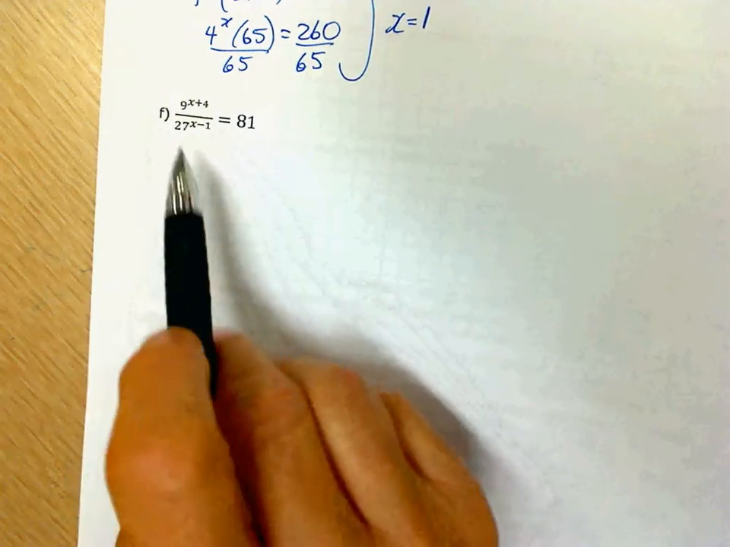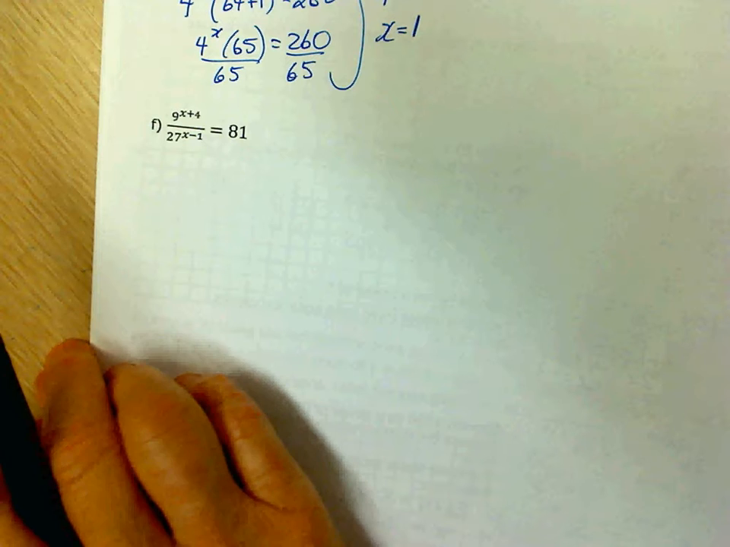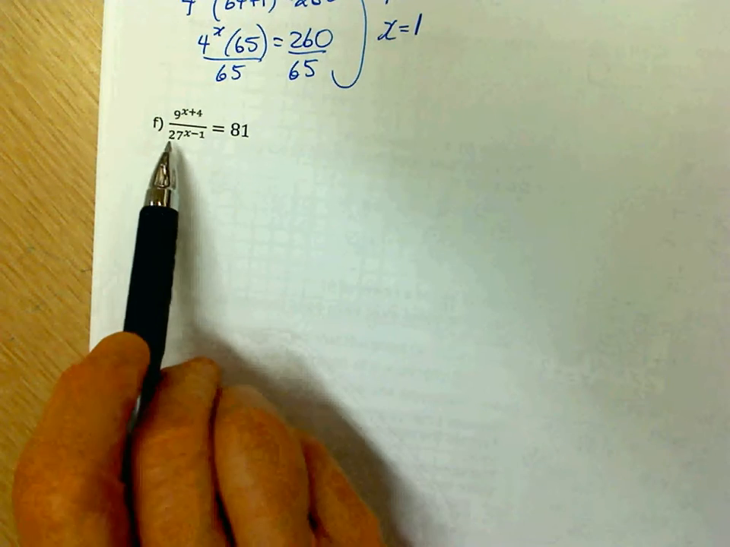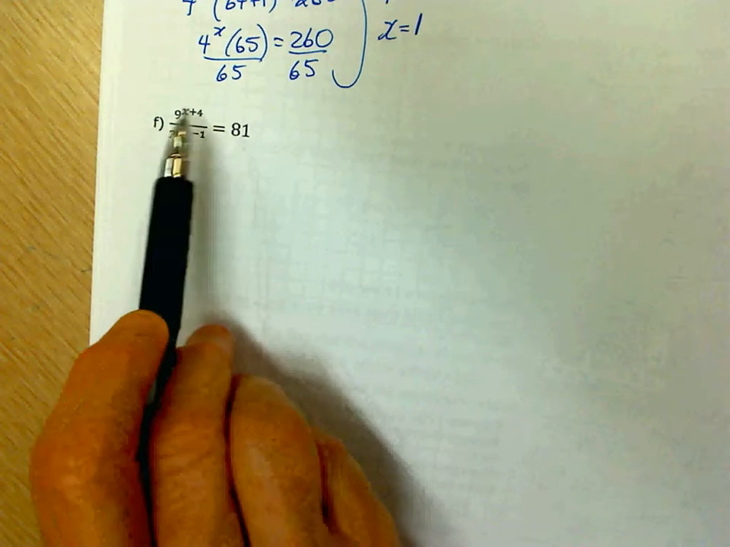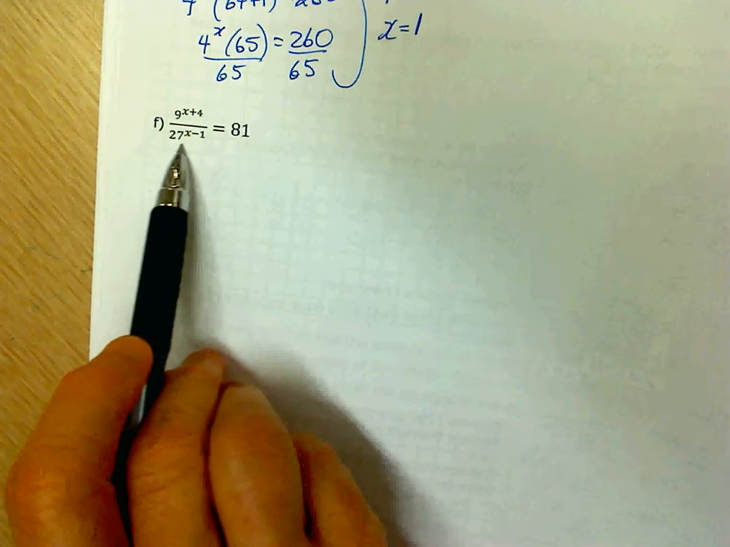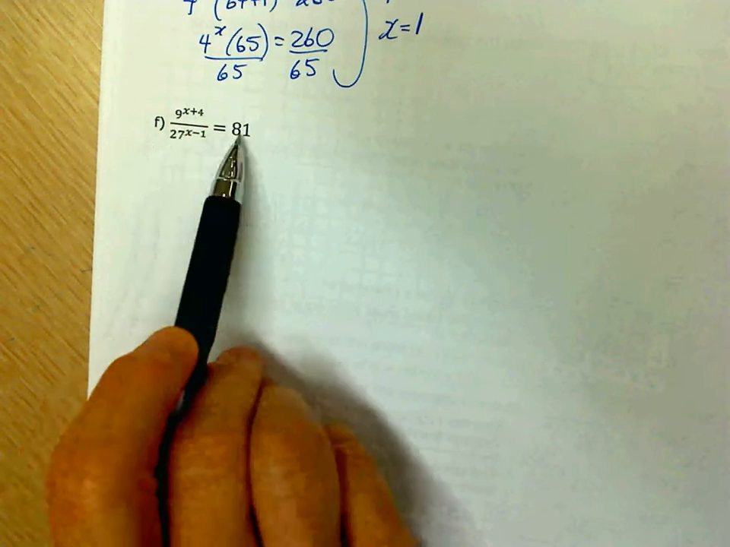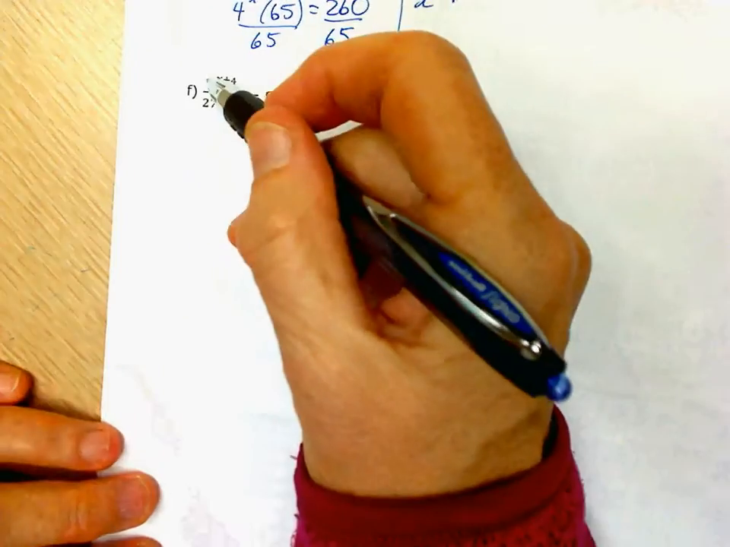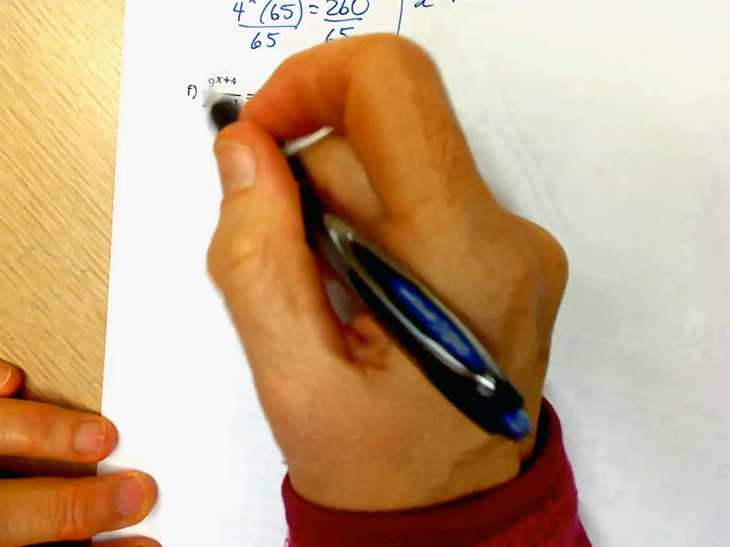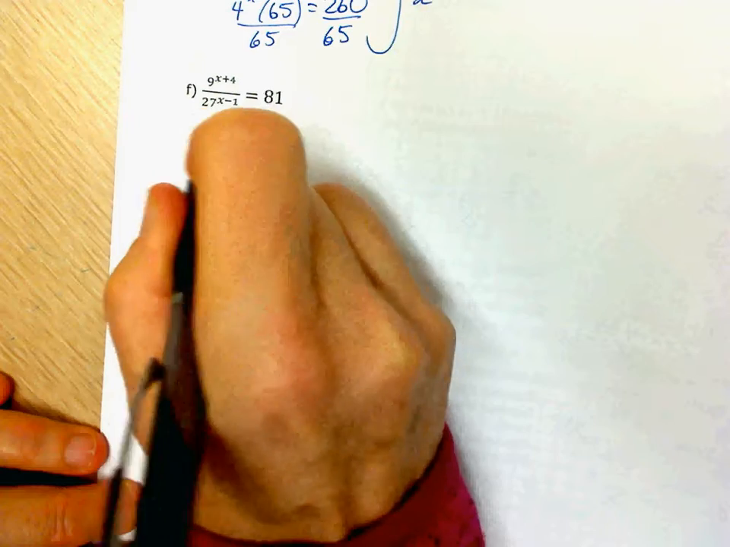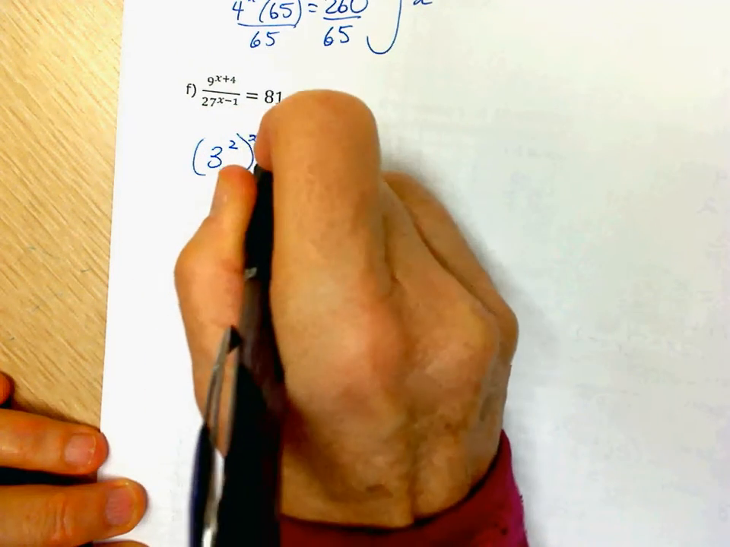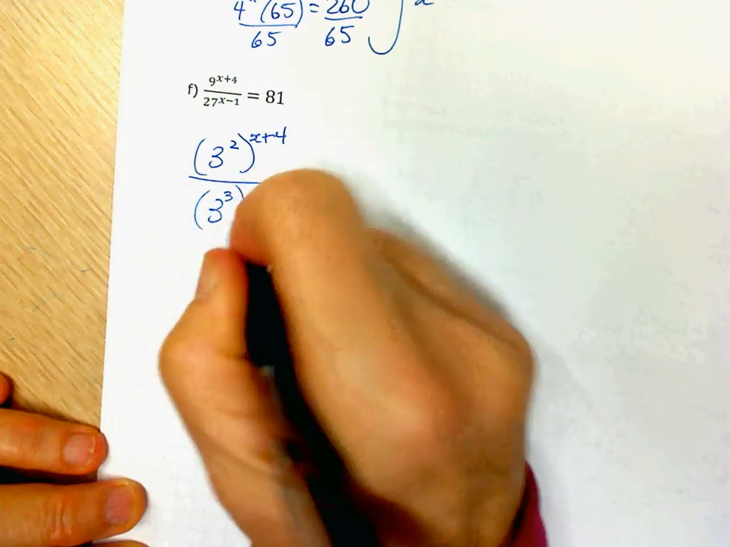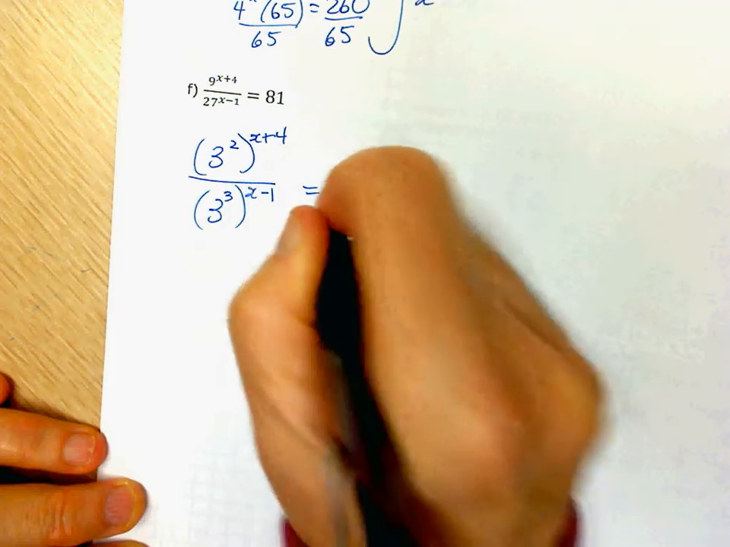Okay. Now what do I do for f? Yeah, the only thing is this is 9 squared, that's 9, and this is 9 times 3. So I don't think 9 would be the base. We'll use 3, right? Because we have to get the same base for all 3 items here. So 9 is 3 squared, to the exponent x plus 4. 27 is 3 cubed, to the exponent x minus 1, and that equals 3 to the 4.